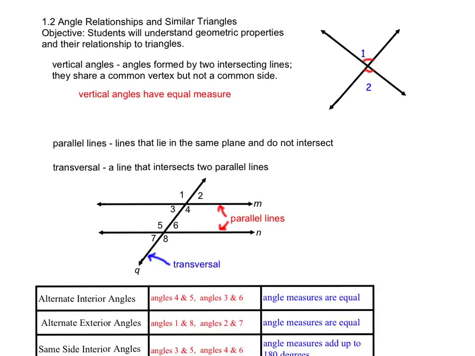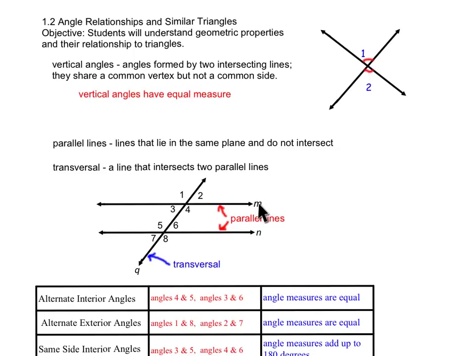Section 2 of Chapter 1 is a little refresher on angle relationships in similar triangles. Remember that vertical angles are formed by two intersecting lines, and they do not share a common side. So angle 2 and this angle would not be vertical angles because they share this side. But angles 1 and 2 would be vertical, and they're congruent, meaning they have equal measure.